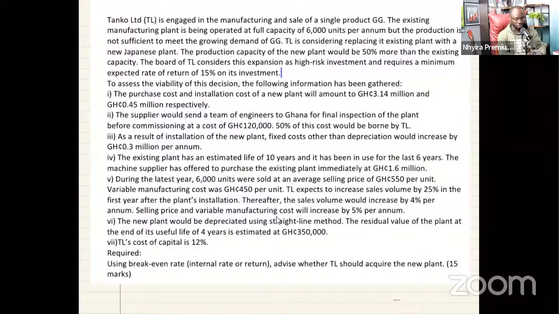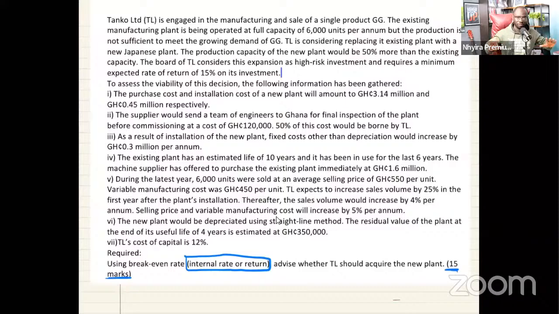Or you can just take a screenshot and run with me if you want to run along as well in that regard. It's an interesting question, and the requirement is pretty simple. I think it's question 4 rather, not question 2, it's question 4. So for 15 marks, the examiner said, using break-even rates, and here the examiner was generous to tell you what that is about. Internal rate of return. Advise whether TL should acquire the new plant.